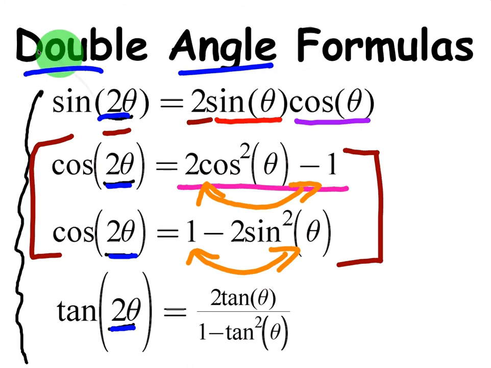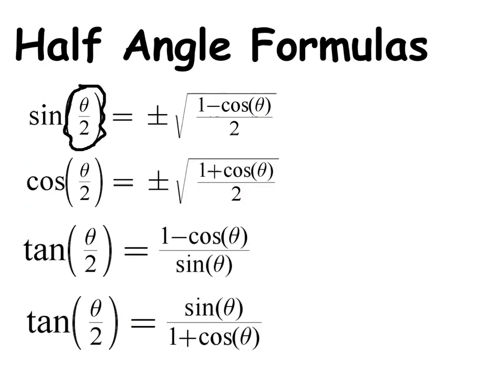Next, we have tangent of 2 theta. Again, all of these are called double angle formulas because we have 2 theta inside of each set of parentheses. Tangent of 2 theta is equal to 2 tangent of theta over 1 minus tangent squared theta. This one might take a while to remember because it's a fraction and involves both a tangent and a tangent squared. But again, tangent of 2 theta is equal to 2 tan theta divided by 1 minus tangent squared of theta. Those are the double angle formulas.